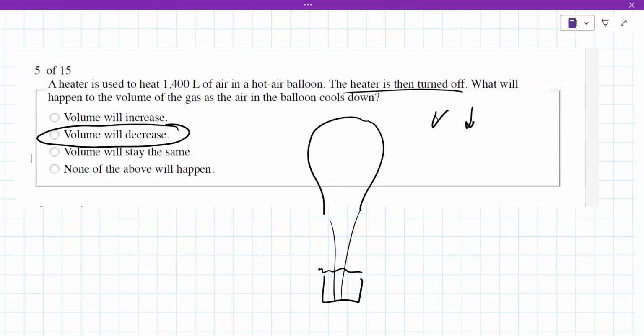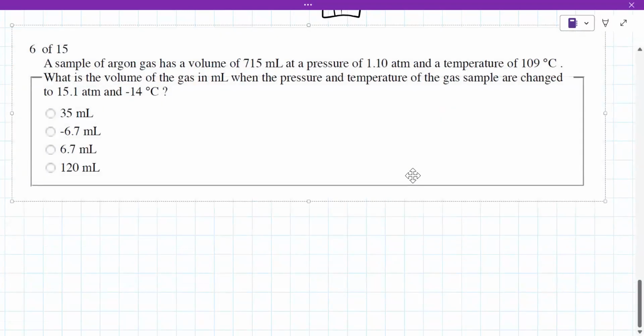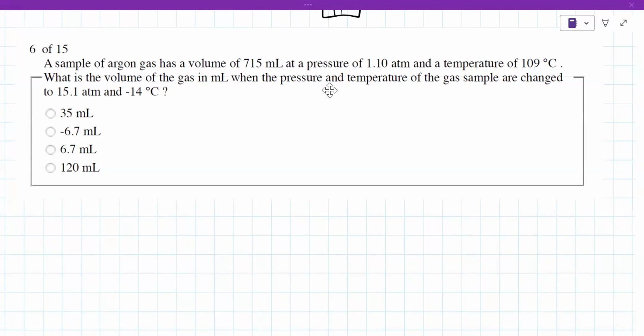All right, number 6. A sample of argon gas has a volume of 750 milliliters at a pressure of 1.1 atmospheres and a temperature of 109 degrees. What is the volume of the gas in milliliters when the pressure and temperature are changed to 15.1 atmospheres and minus 14 degrees C? We were looking at an equation earlier. I think it was P1 V1 over T1 equals P2 V2 over T2.